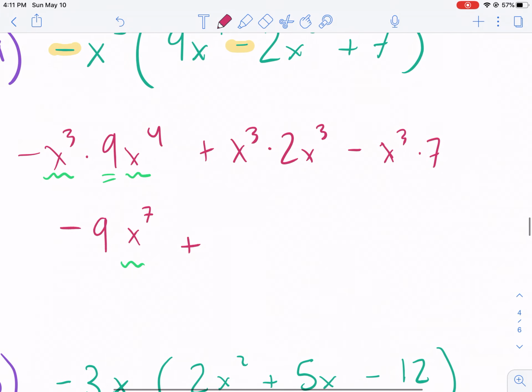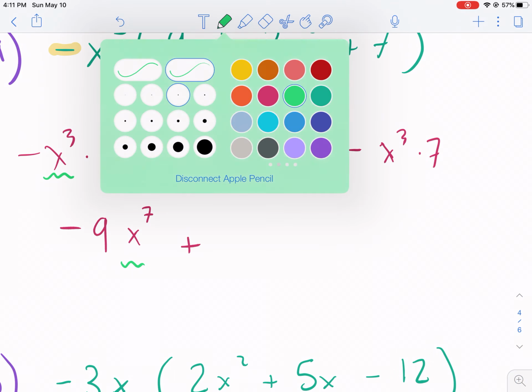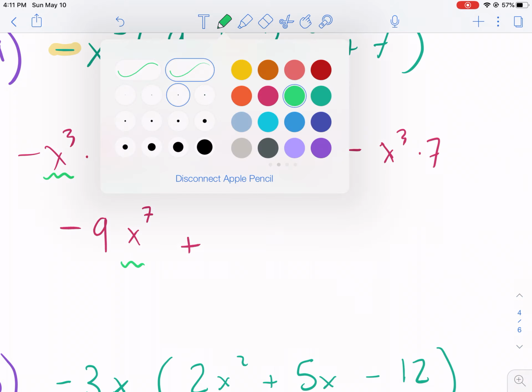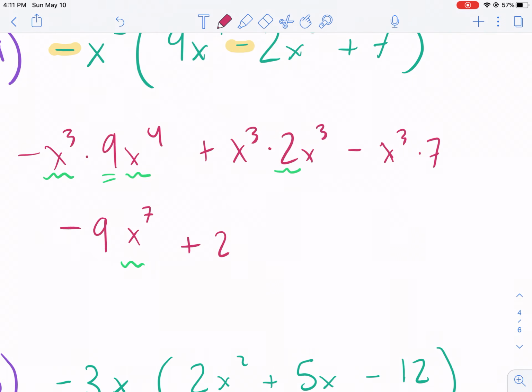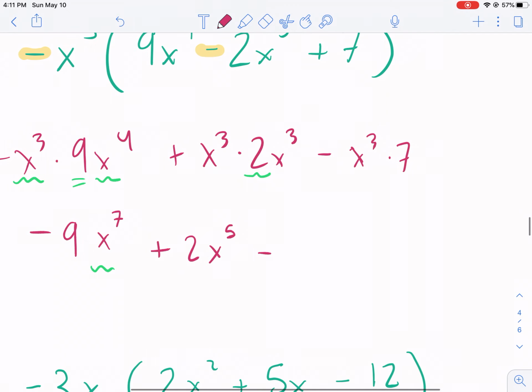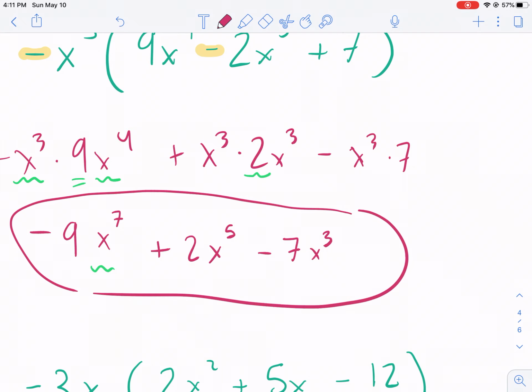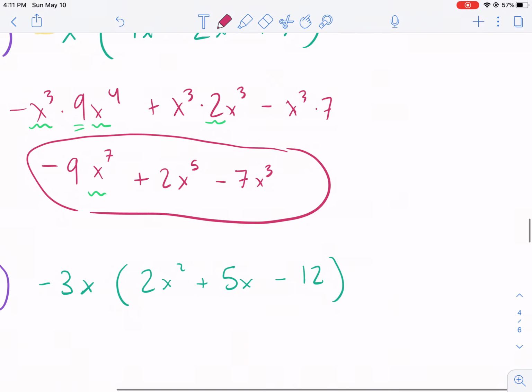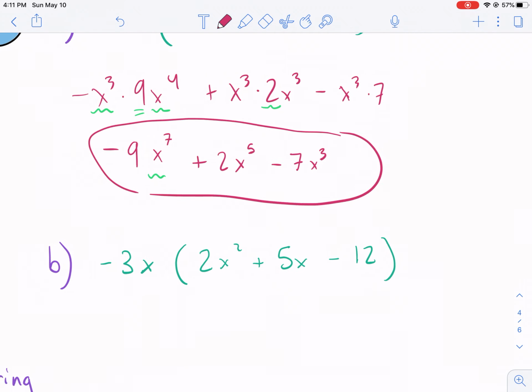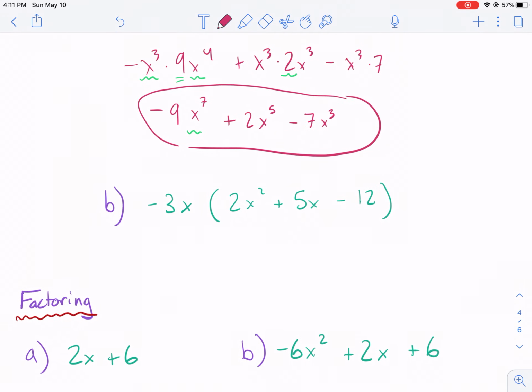Plus, there's no other numbers here to keep the 2 company, so we're just going to copy the 2 down. After we do that, we add the exponents to the like bases, x to the 5th. Copy the minus, put the number out in front, x cubed, nothing to combine there. Final answer: negative 9x to the 7th plus 2x to the 5th minus 7x cubed.